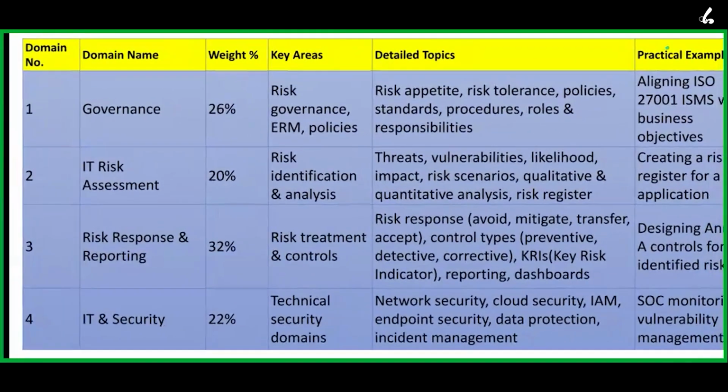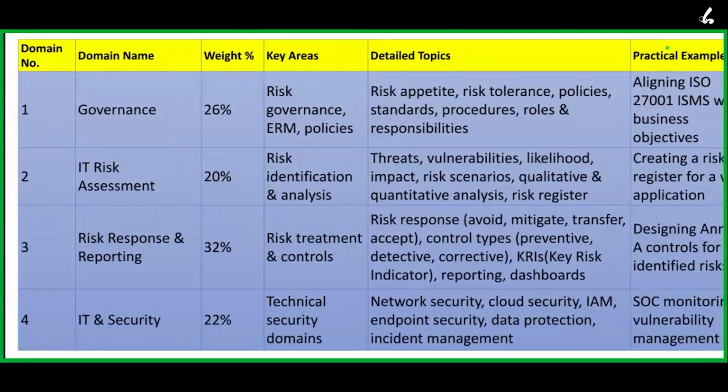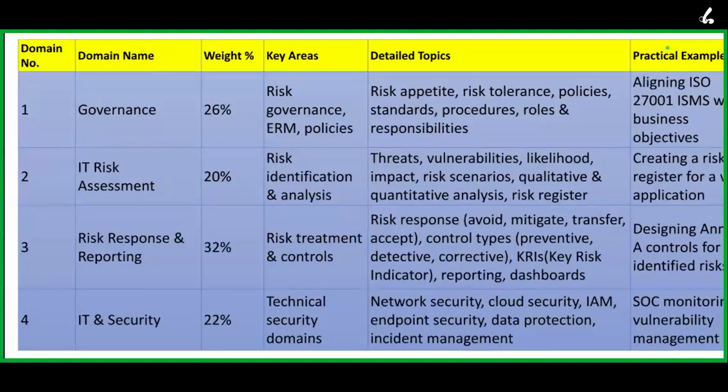Then the second domain is IT risk and assessment, which covers 20% of the syllabus. And the key area is risk identification and analysis. So here we will be able to understand what the threats are, what are the threats to an environment, and its vulnerability. Vulnerability means the weakness in the system, and the likelihood, in the sense of how likely the threat will happen. Threat basically is a negative impact.